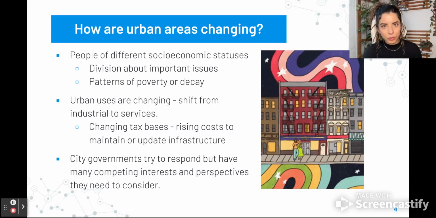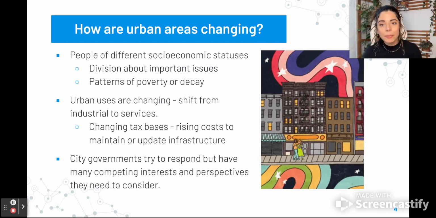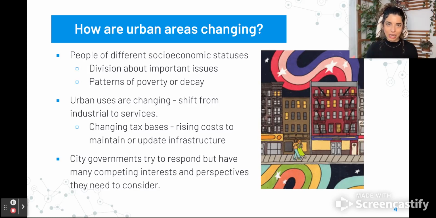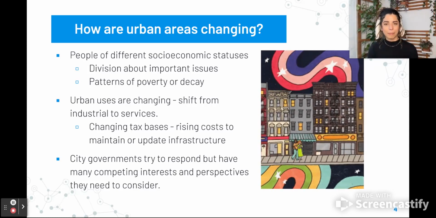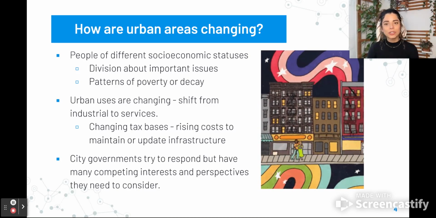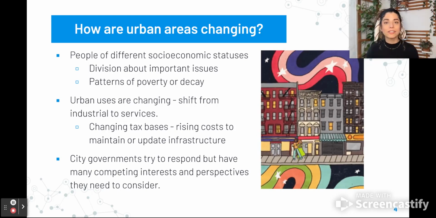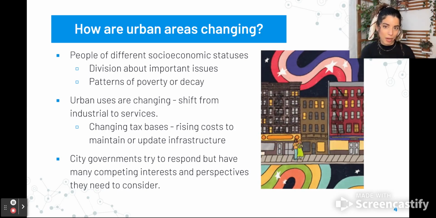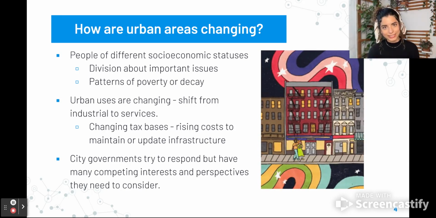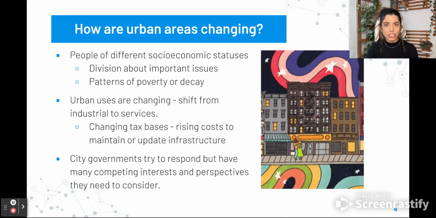So we see a few different ways that change happens in urban places. So one, people of different socioeconomic statuses are all in one area. So sometimes that means that there might be division about different important issues. And there also might be patterns of poverty or patterns of decay where certain parts of the urban environment just are not kept up. Also, in ways that urban areas change, we see that their uses are changing.